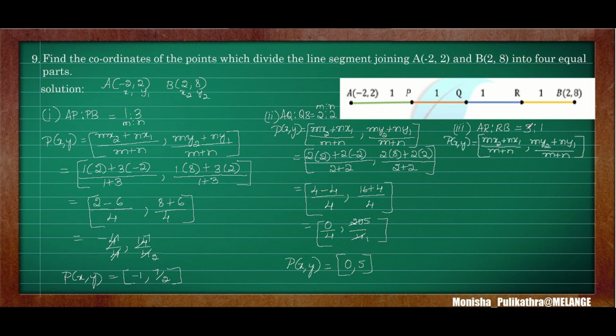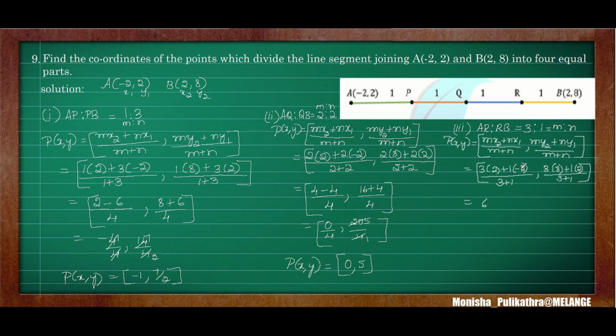Okay, here m is 3 and n is 1. This is the m:n ratio. So m is 3, where x2 is 2 plus n is 1, x1 is -2, whole divided by m plus n, which is 3 plus 1. y2 is 8 plus n is 1 and y1 is 2, whole divided by 3 plus 1.